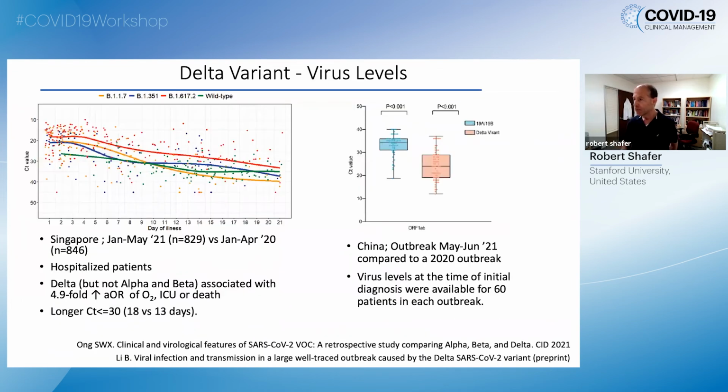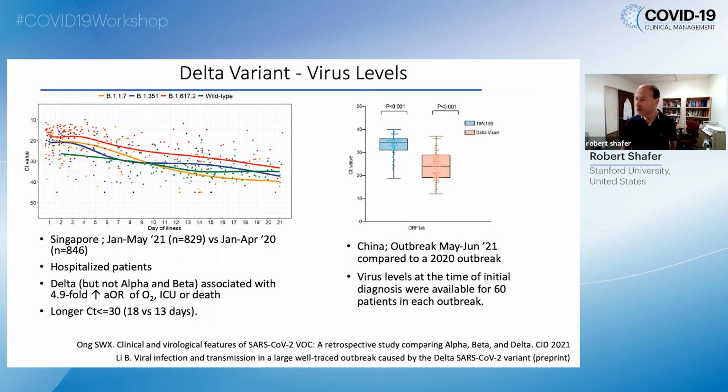A much smaller but more detailed study from Singapore showed that the Delta variant, but not Alpha or Beta, was associated with a nearly five-fold risk of disease progression compared with patients hospitalized in early 2020. However, as I mentioned earlier, these were non-contemporaneous populations.